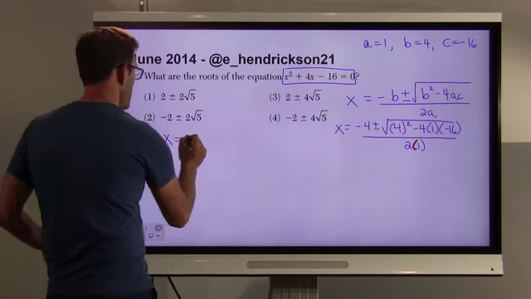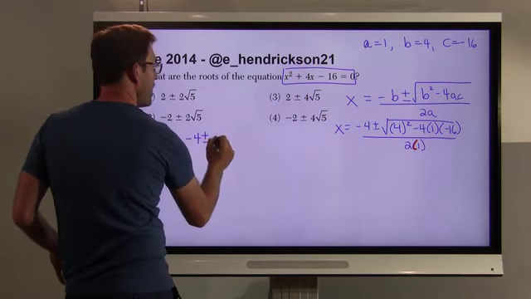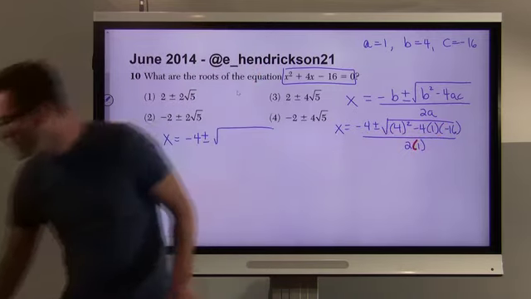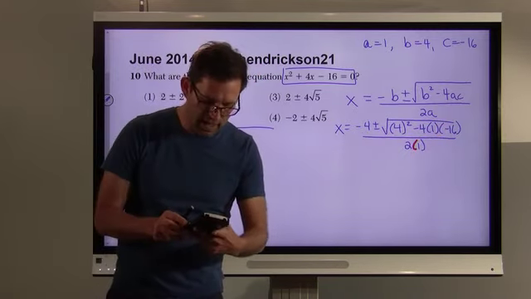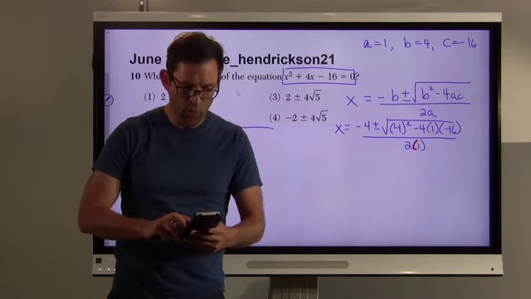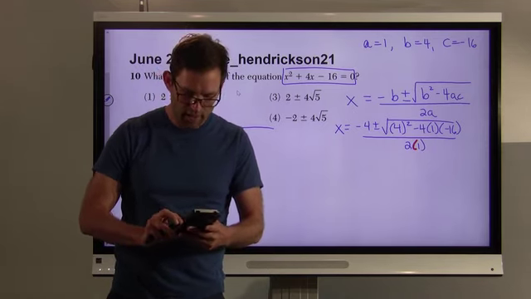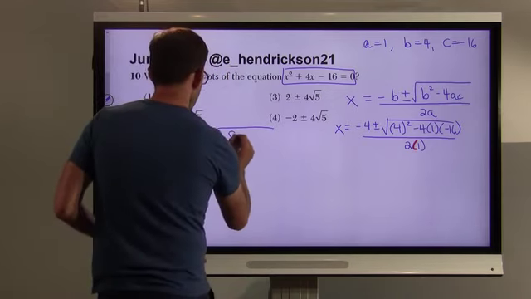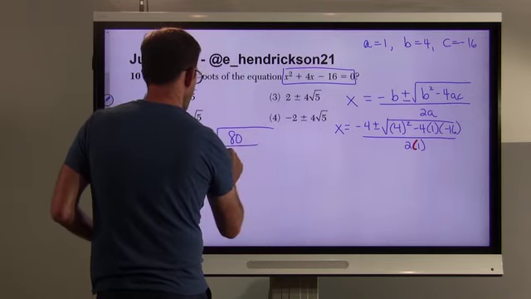So we're going to get x equals negative 4 plus or minus the square root. Do this piece on your calculator, right? Don't take any chances. I'm literally taking my calculator out. I'm putting in 4 squared minus 4 parentheses 1 negative 16 parentheses. There it is. All right. So that's 80 divided by 2.